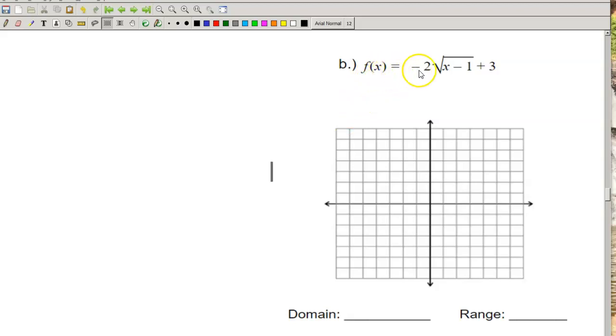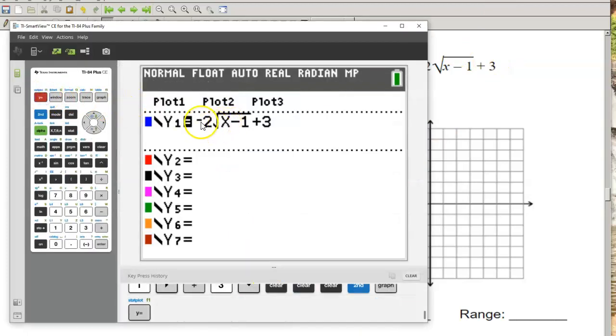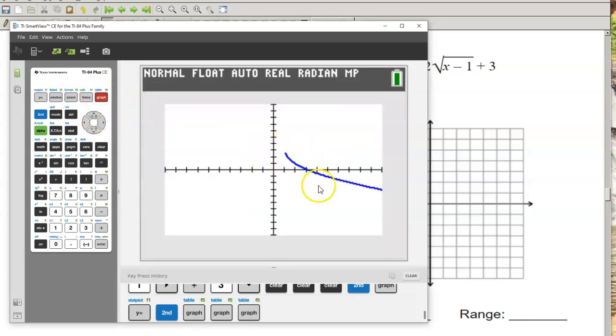So we have f of x equals -2 times root x minus 1, and then plus 3. So that's the function I'm trying to graph. Now, understand that I could simply plug that into my calculator, right? Like there's my function, and I can look at the table of values. There's my table of values, right? Starting at 1, and these are the points that I can graph. I can even graph this, right? I can see my graph and all that kind of stuff.